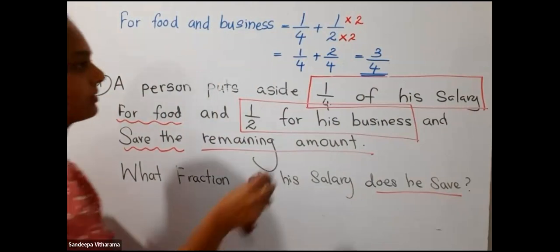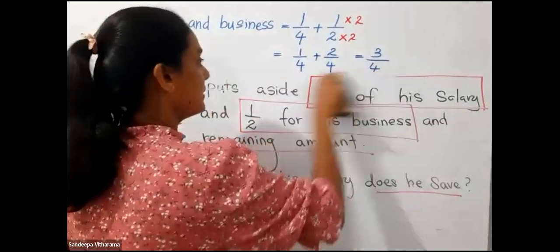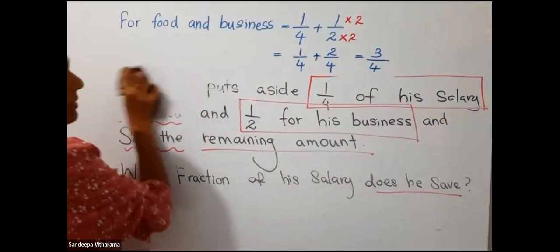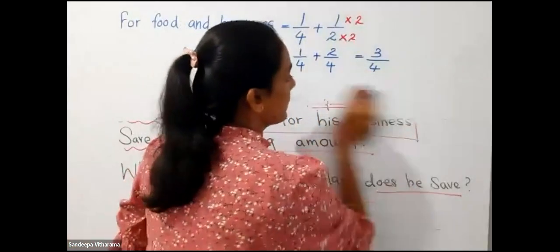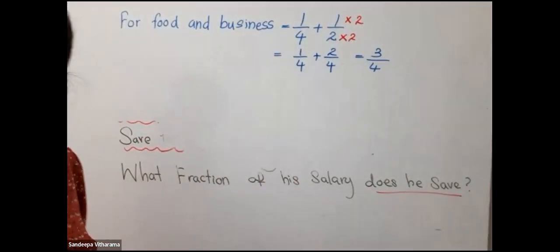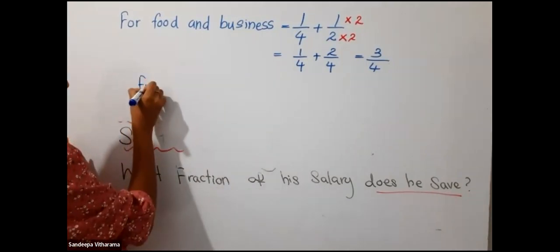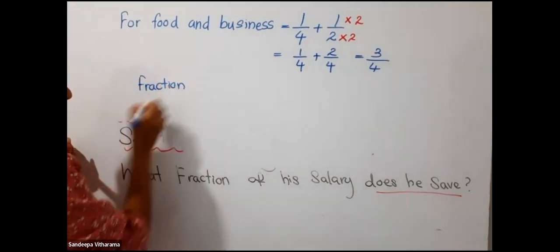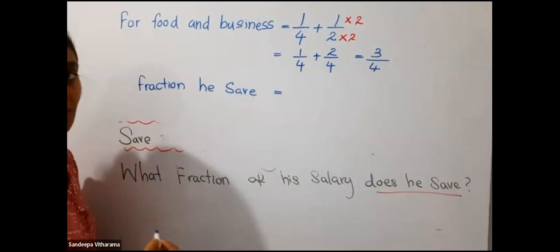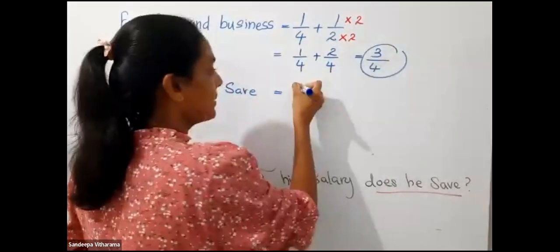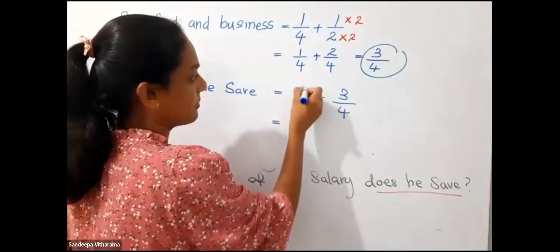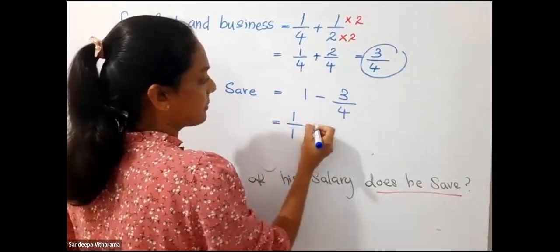Then after this, this is not the answer. We are asked what fraction of his salary does he save? That is the fraction he saved. Then to find this one, you have to subtract this value from 1. Here 1 can be considered as 1/1.